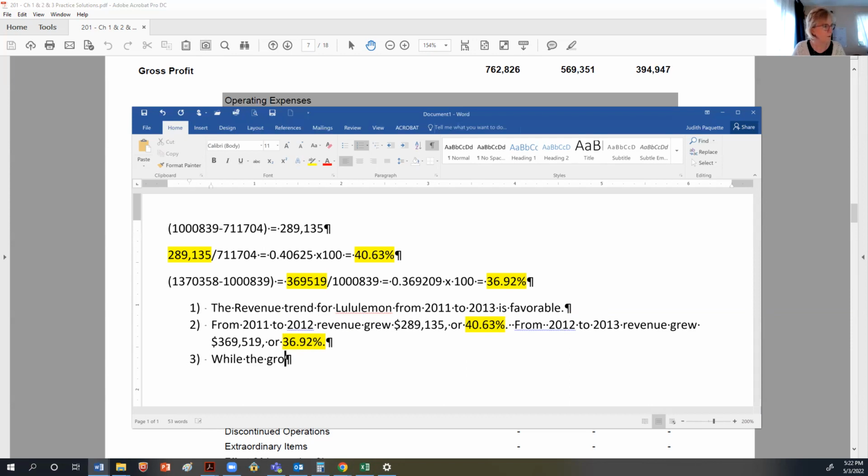While the growth from 2012 to 2013 was slightly lower than the prior year, the growth rate is still very healthy, very strong. Use your own language, and then you're done. So really basic writing. I want you to be able to understand the trends and be able to communicate them.